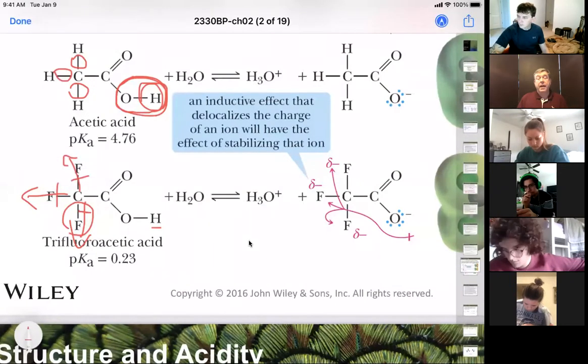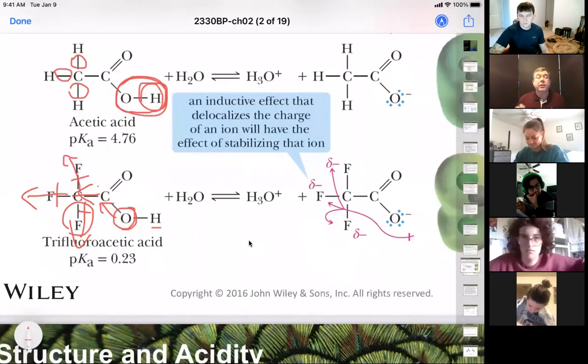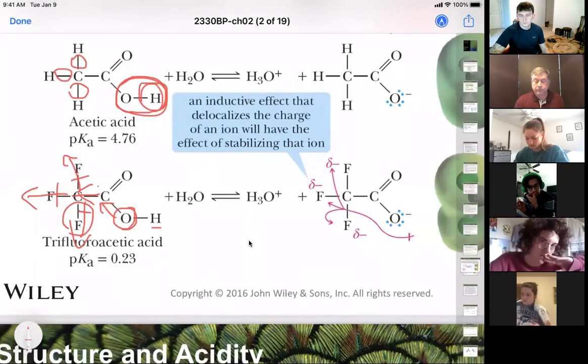That carbon now has some of its electron density pulled away by the fluorines, which means it's going to be more electronegative than the carbon next to it, and it's going to pull electron density away from this carbon here. And when it does that, that can pull electron density away from the oxygen. When we do that, this becomes a stronger acid. So this is the inductive effect because you're actually pulling electron density through sigma bonds.